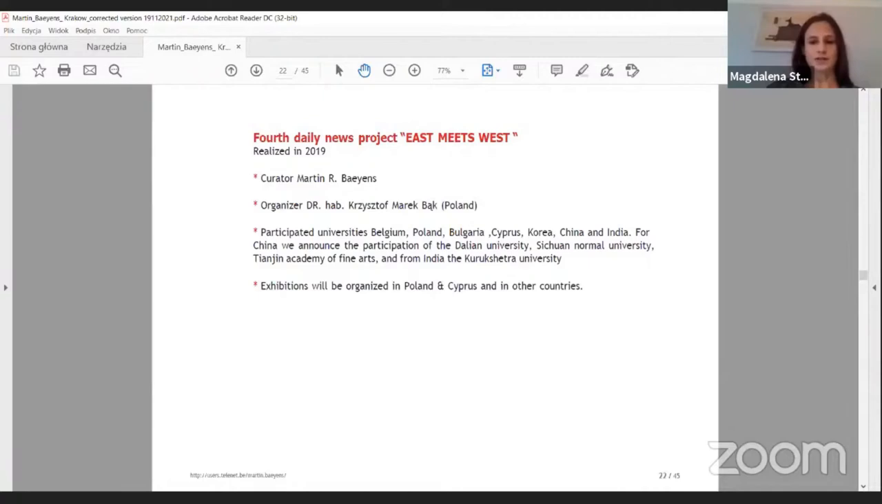For China, we announced the participation of Dalian University, Sichuan Normal University, Tianjin Academy of Fine Arts, and from India, Kurukshetra University. Exhibitions will be organized in Poland and Cyprus and in other countries.